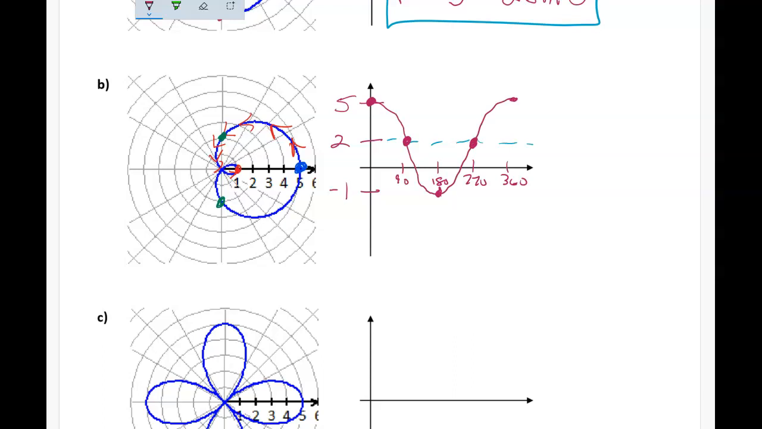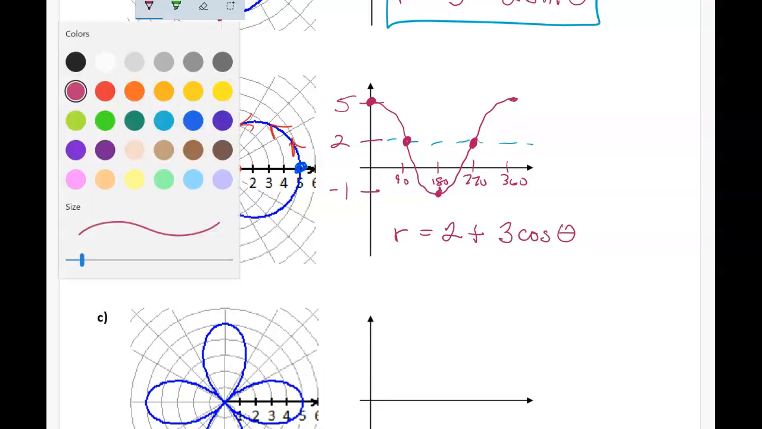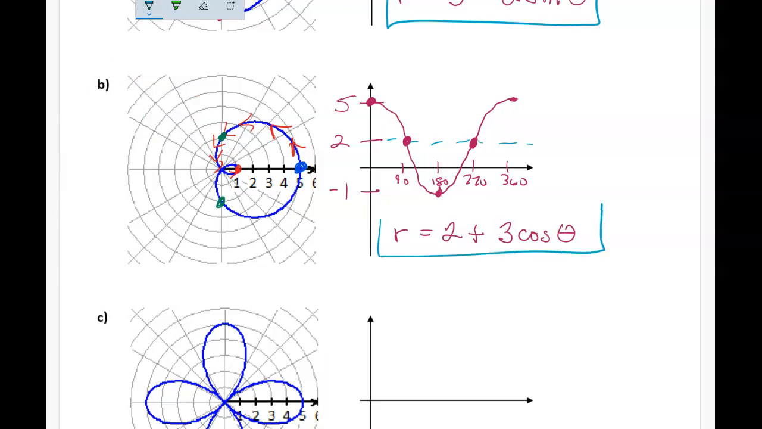So this looks like a cosine function. It has a vertical shift of 2, so we'll start with that. It's right side up, plus. Amplitude is 3, so 3 times the cosine of theta. And there's our equation for that graph.